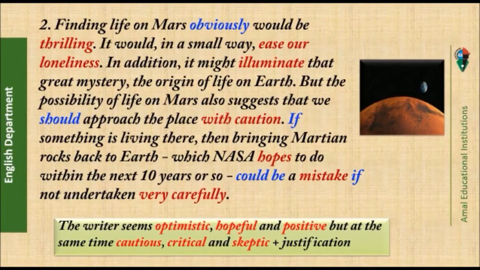While in the second part, the writer uses "with caution," "could be a mistake," "if not undertaken very carefully," and even the sentence structure. All these reveal that the writer is cautious, critical, and skeptic. Do you see how the writer has two different attitudes in the same paragraph?